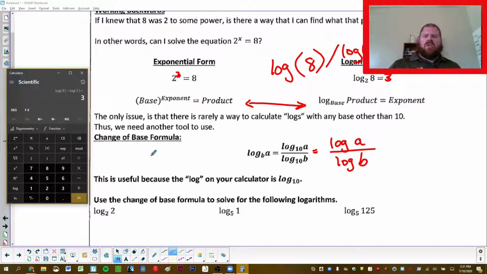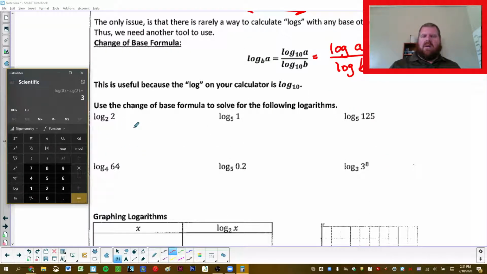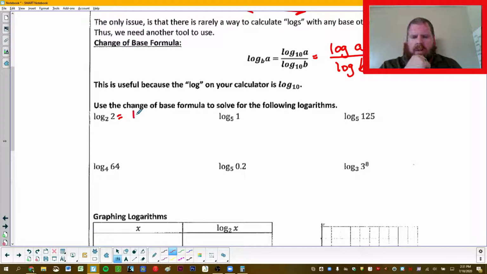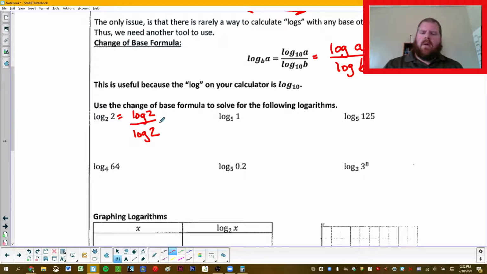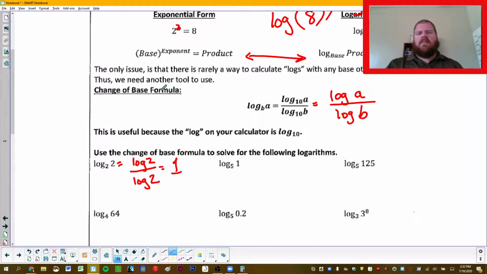Okay? So let's see that in action a couple times here and find out some logarithms. I want to find log base 2 of 2. The way I'm going to do that is log 2 over log 2. Well, what do you think I'm going to get? I should get 1. Let's see if it works out. 2 log divided by 2 log equals 1. That may have been surprising from here, but once I wrote it in the change of base formula, it wasn't too bad.